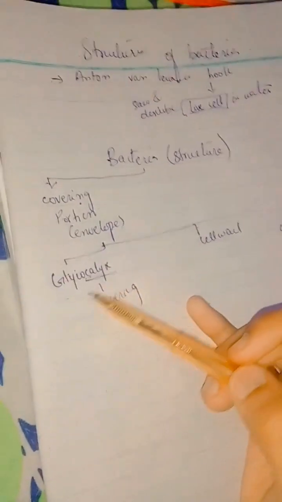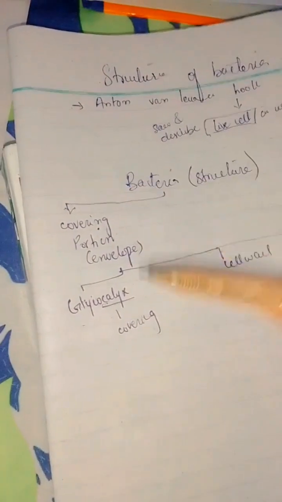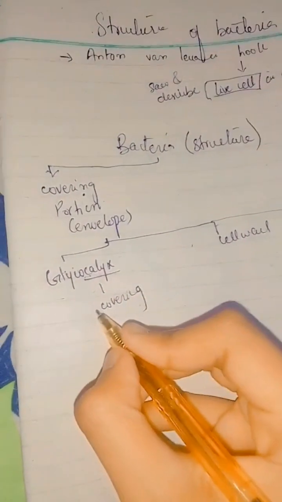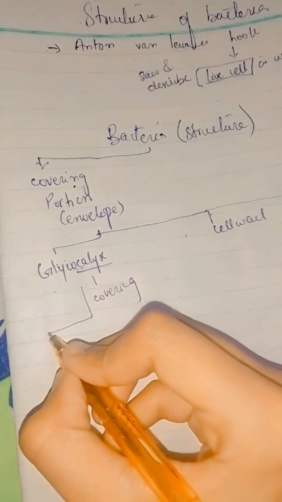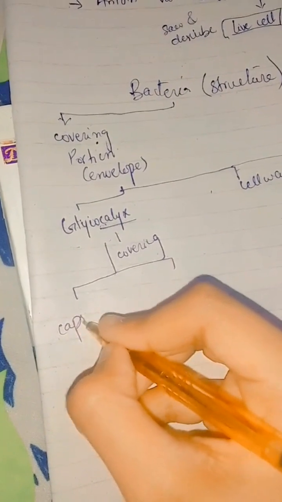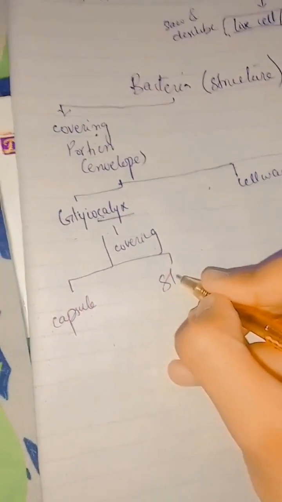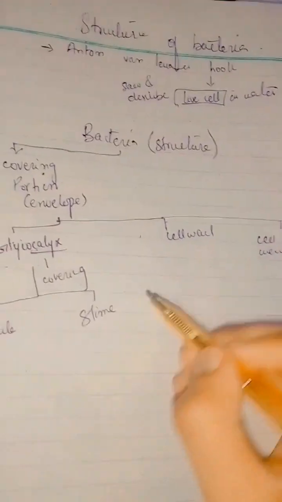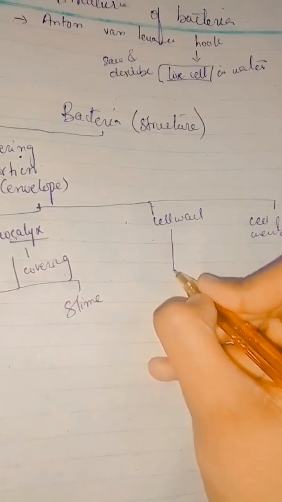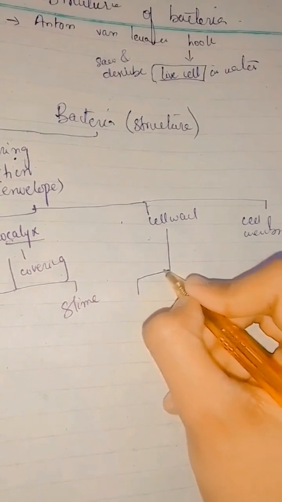So basically glycocalyx is a covering portion outside the cell wall. Now glycocalyx basically exists in two forms. We'll be discussing these two forms in detail as well. First is capsule, second is slime. Then the second is the cell wall, which is basically defined on the basis of staining purpose.